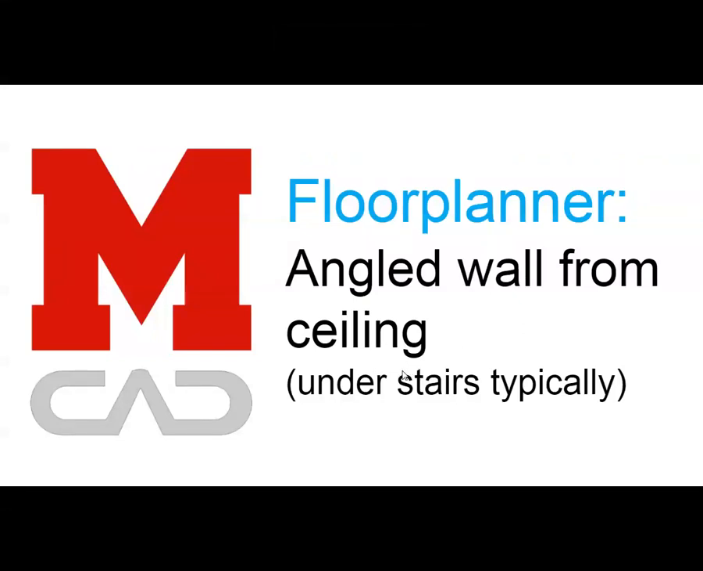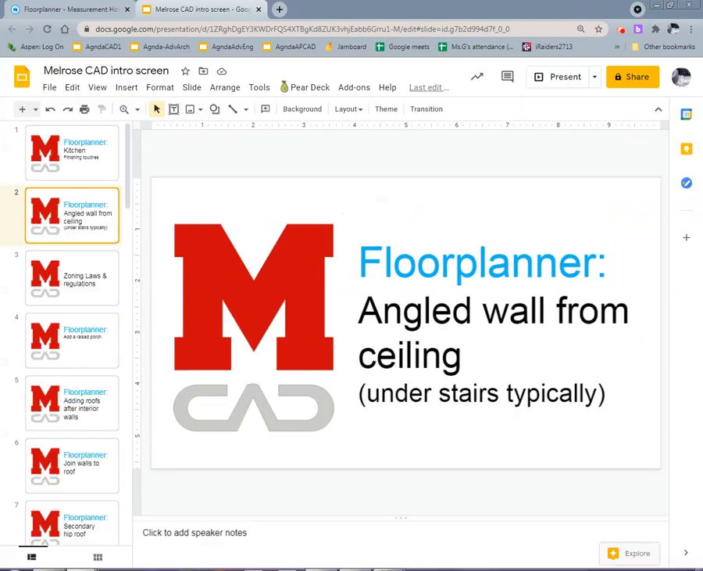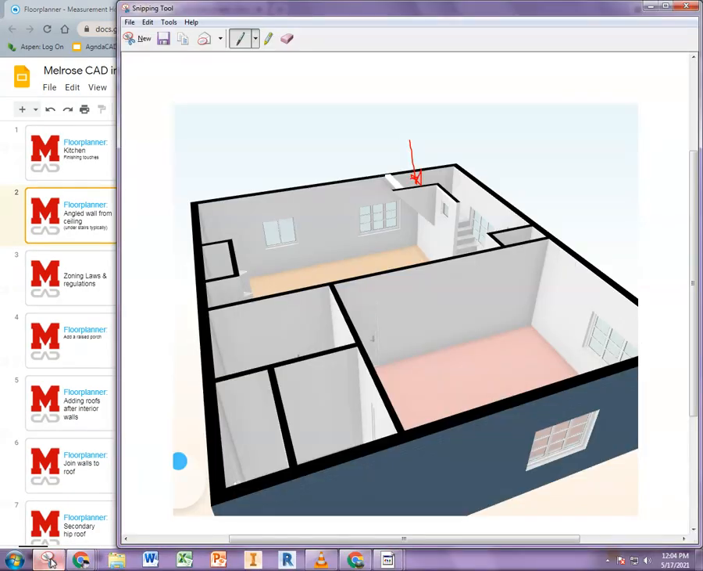So this video is going to show you how to add an angled wall coming from the ceiling. Let me start by showing you a picture of what I mean by that. It would be this kind of wall, which is typically under the stairs.